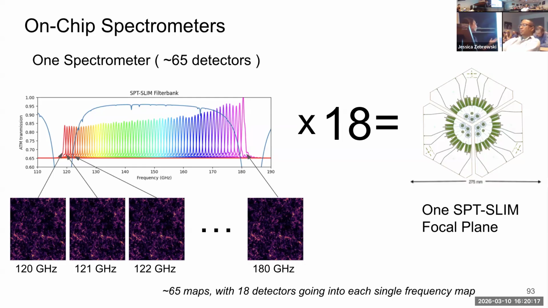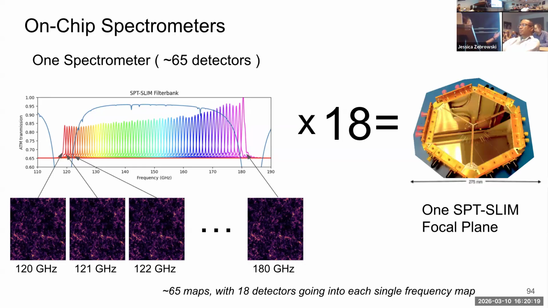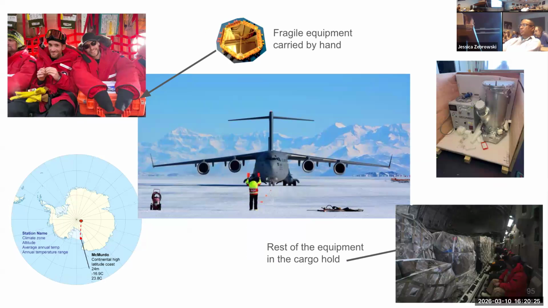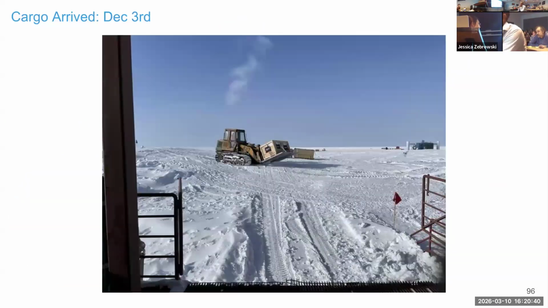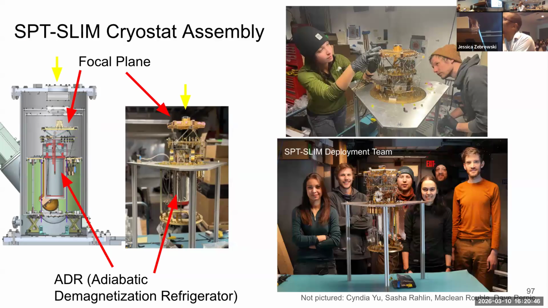This is now real. So we have a real full focal plane that we took down and deployed on the South Pole Telescope last year, or 2 years ago. So we took the focal plane, carried the expensive equipment by hand. The rest of it, we put into the cargo hold in these crates. We flew from Chicago to New Zealand to McMurdo on the coast and down to the South Pole with the SPT-SLIM experiment. Got our cargo on December 3rd, delivered by tractor. And then we started getting to work.